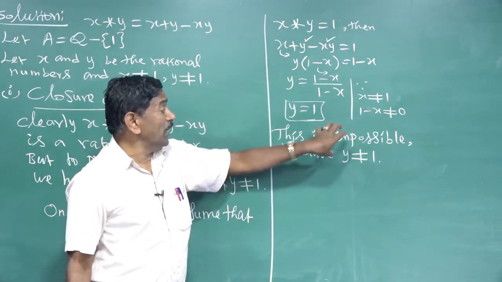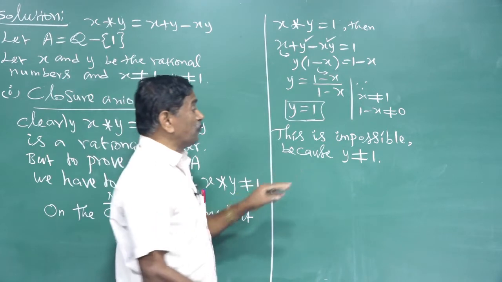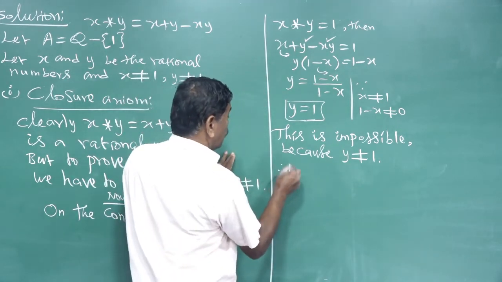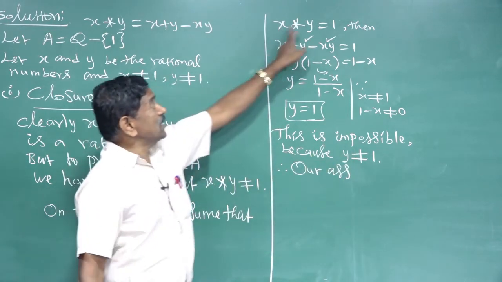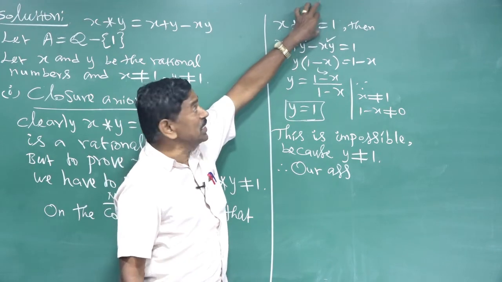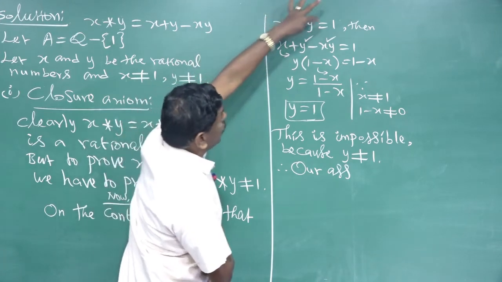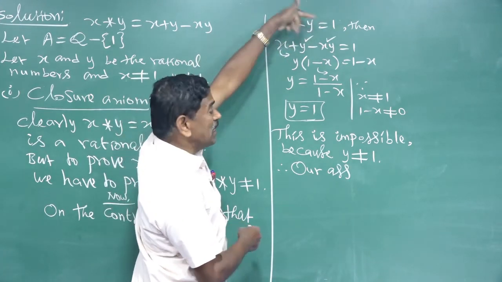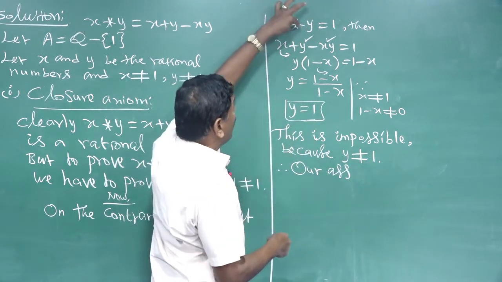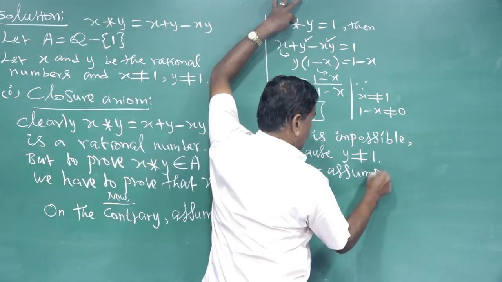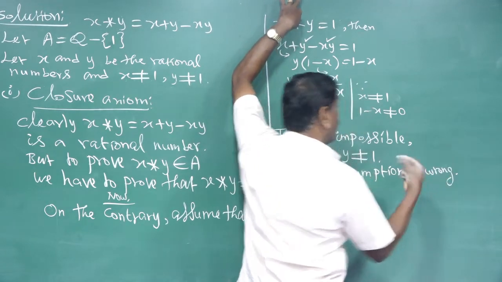Why are we getting an impossible answer? Therefore, our assumption is wrong. What is the assumption? X star y equal to 1 is the assumption. On the contrary, we assumed that x star y is equal to 1, so this assumption is wrong. Y equal to 1 is impossible because y is not equal to 1. Therefore, our assumption is wrong.